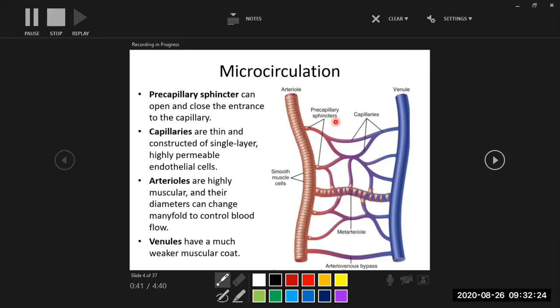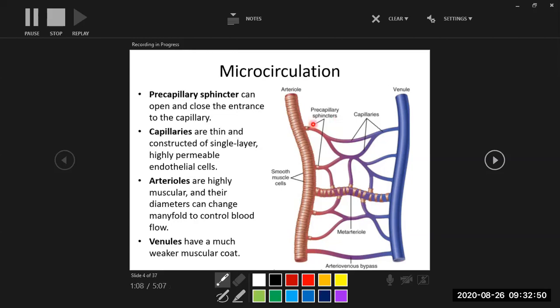So this is in addition to the systemic and the pulmonary circulation. In this local area, we have a way to describe the local circulation called microcirculation. What's unique about this microcirculation? It is unique in that its blood flow is regulated locally.